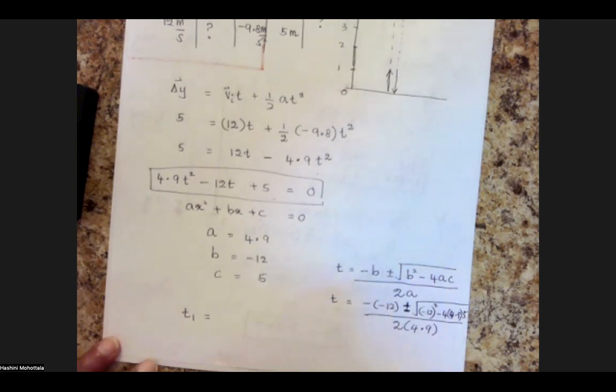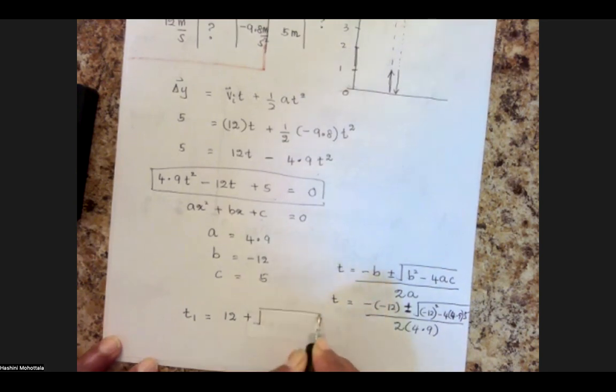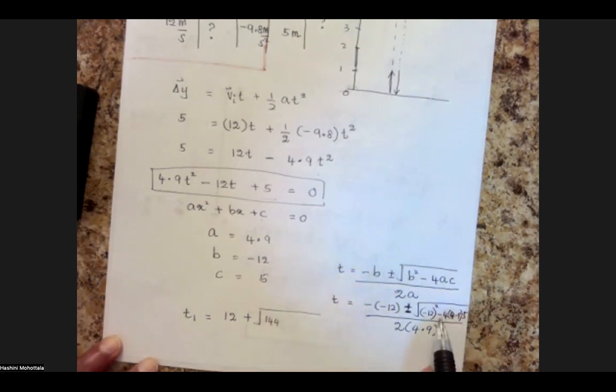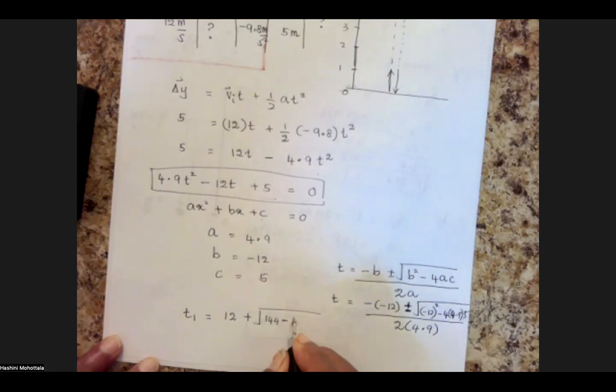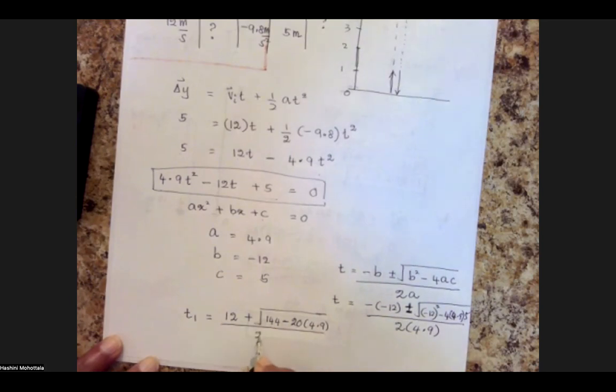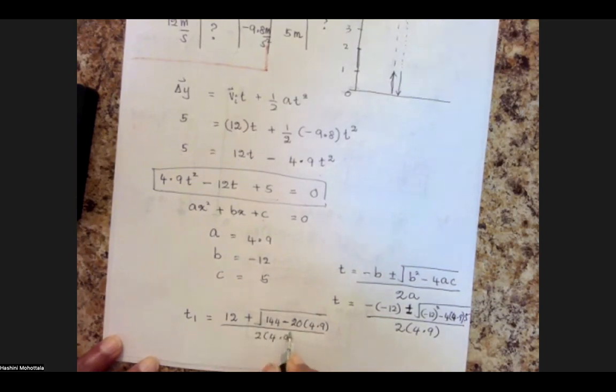Negative times negative is positive, so there you have 12, and I only consider the positive sign. Inside, negative 12 square is 144, minus 4 times 4.9 times 5, and that you can actually do with a calculator. I'm just going to multiply 4 and 5. There you have 20. 20 times 4.9, and then divide this whole thing by 2 times 4.9.